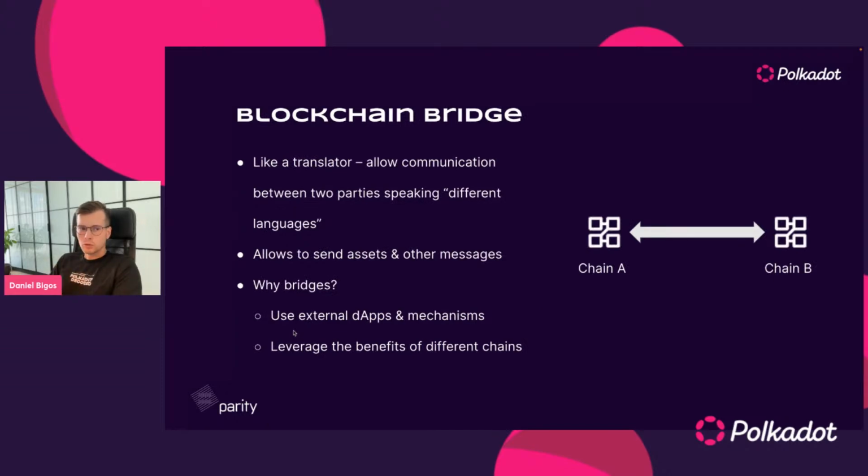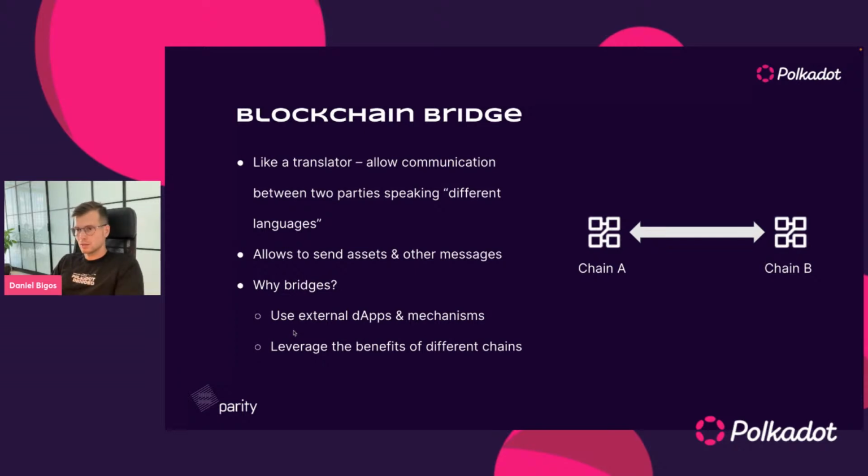Blockchain bridge. Before talking about what a blockchain bridge is, let's think at first about a translator. A translator is a tool, a mechanism that allows communication between two parties speaking different languages. And the same we can say about a blockchain bridge. It's a tool, a mechanism that allows communication between two sovereign chains that mostly have different consensus systems. A blockchain bridge allows sending assets and other messages between those two sovereign chains.